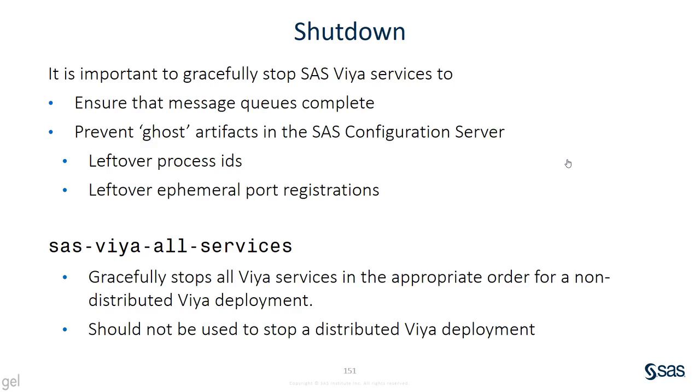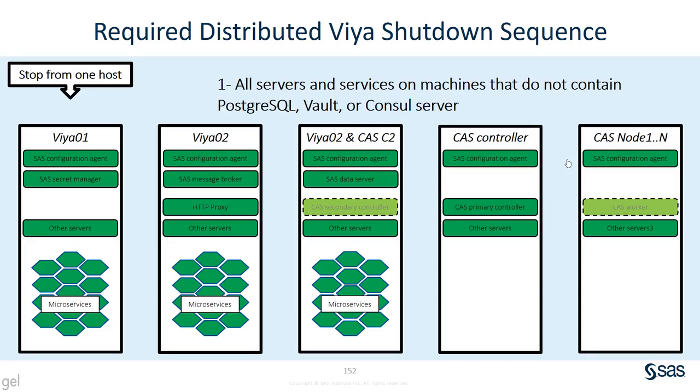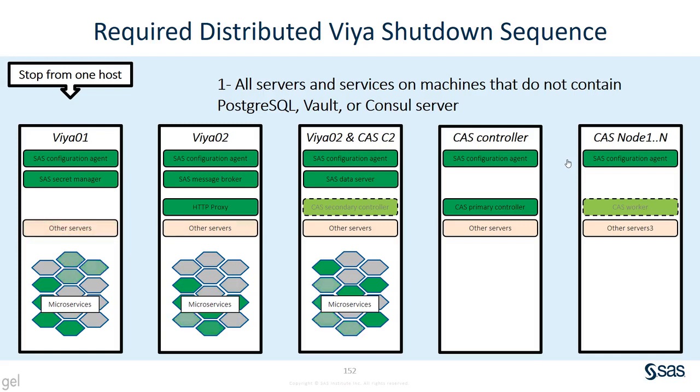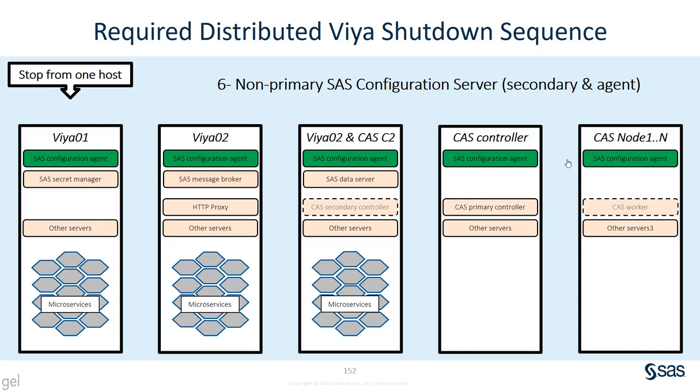So it's just the opposite, as you might imagine. So if I have one machine, I can run SAS via all services and things shut down appropriately. And it's the exact opposite. So in this case, if I have a distributed environment, I would stop all of my ancillary services like CAS, all right, and then work my way back up the list. So the proxy, the data server, the broker, the secret manager, and finally console.